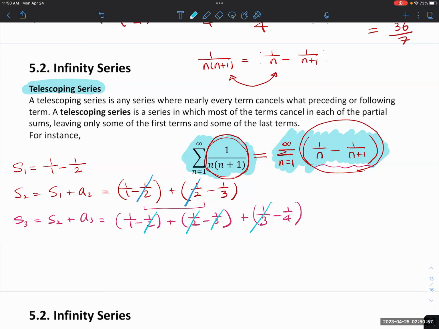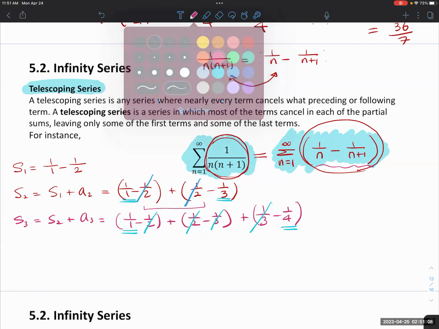So what happened is always the middle will be canceled. Only first and last will be remaining. This is the pattern of the telescoping. So what if I have Sn?